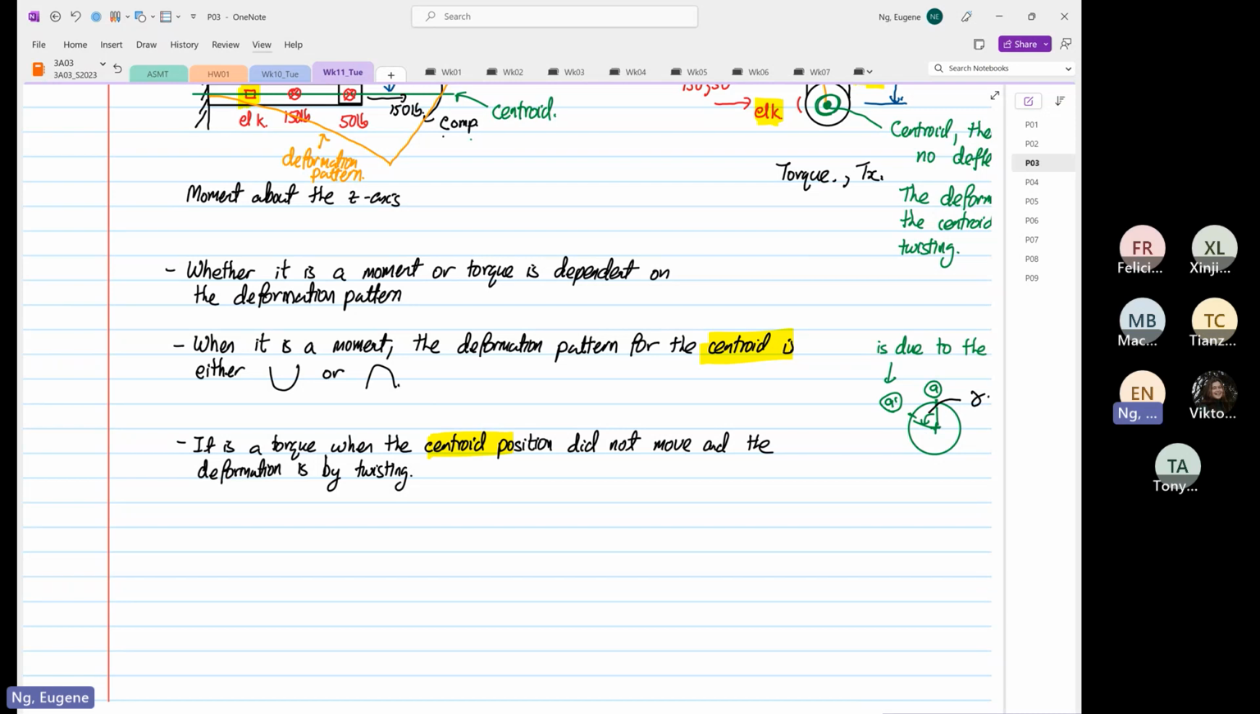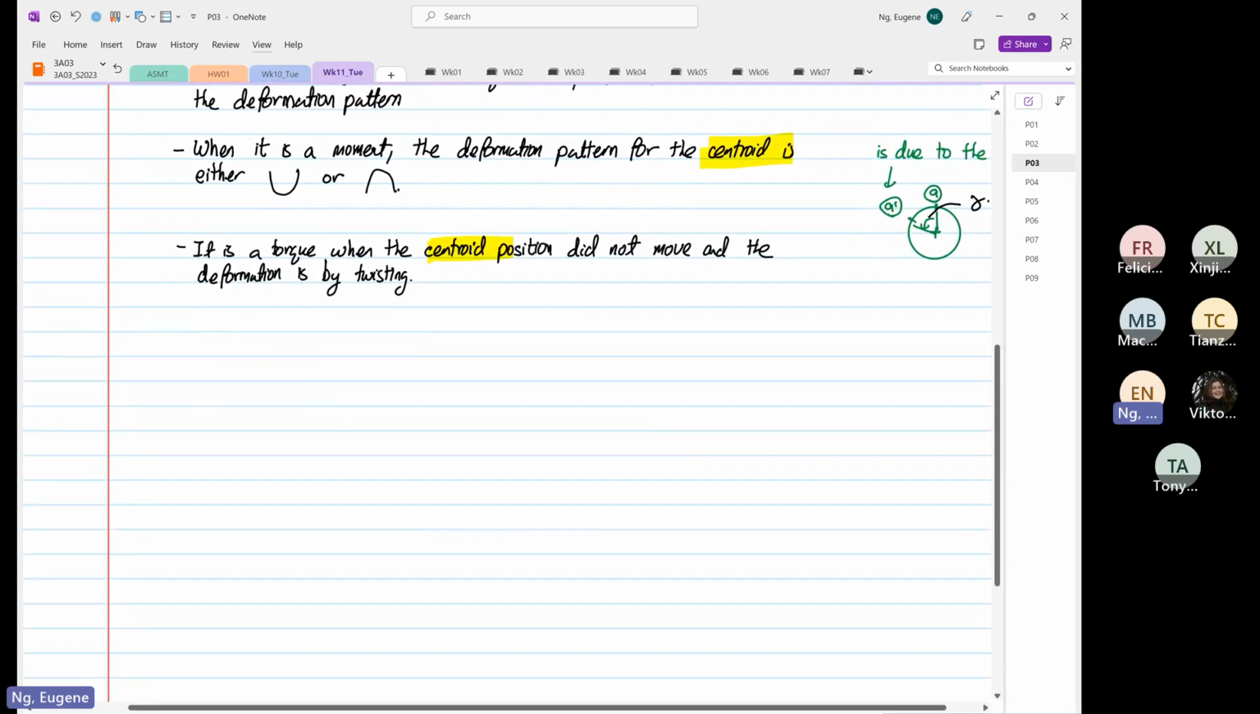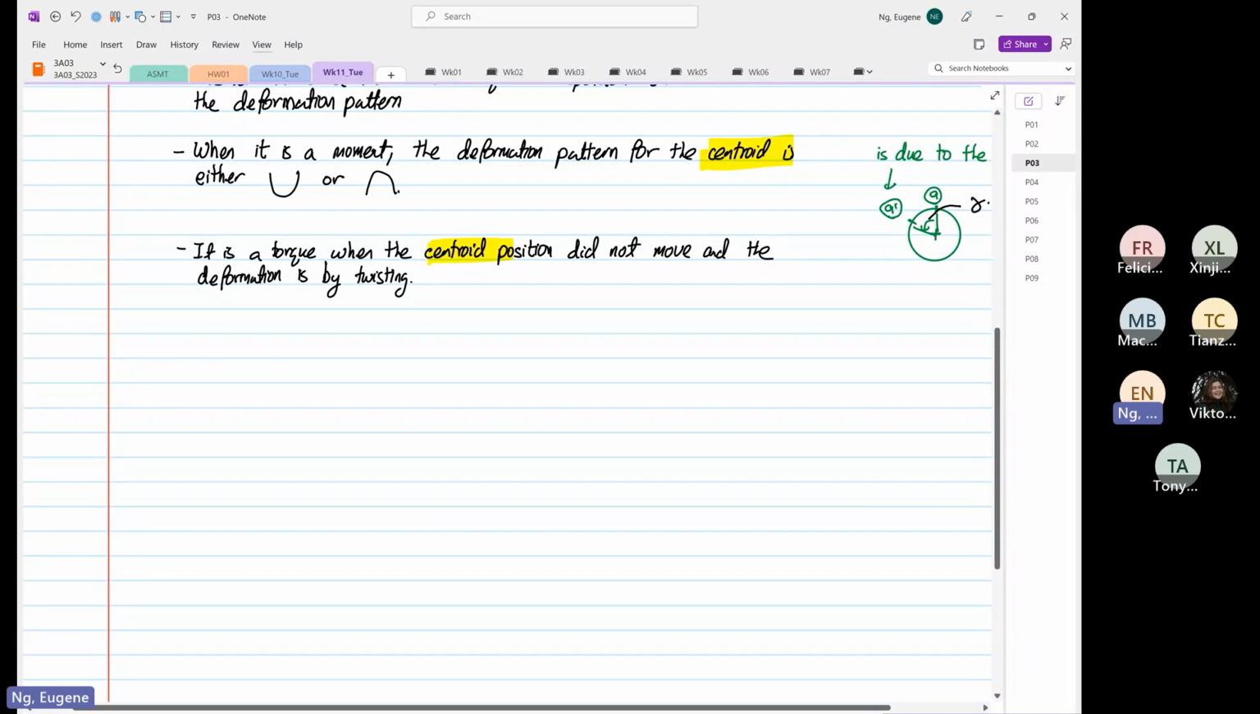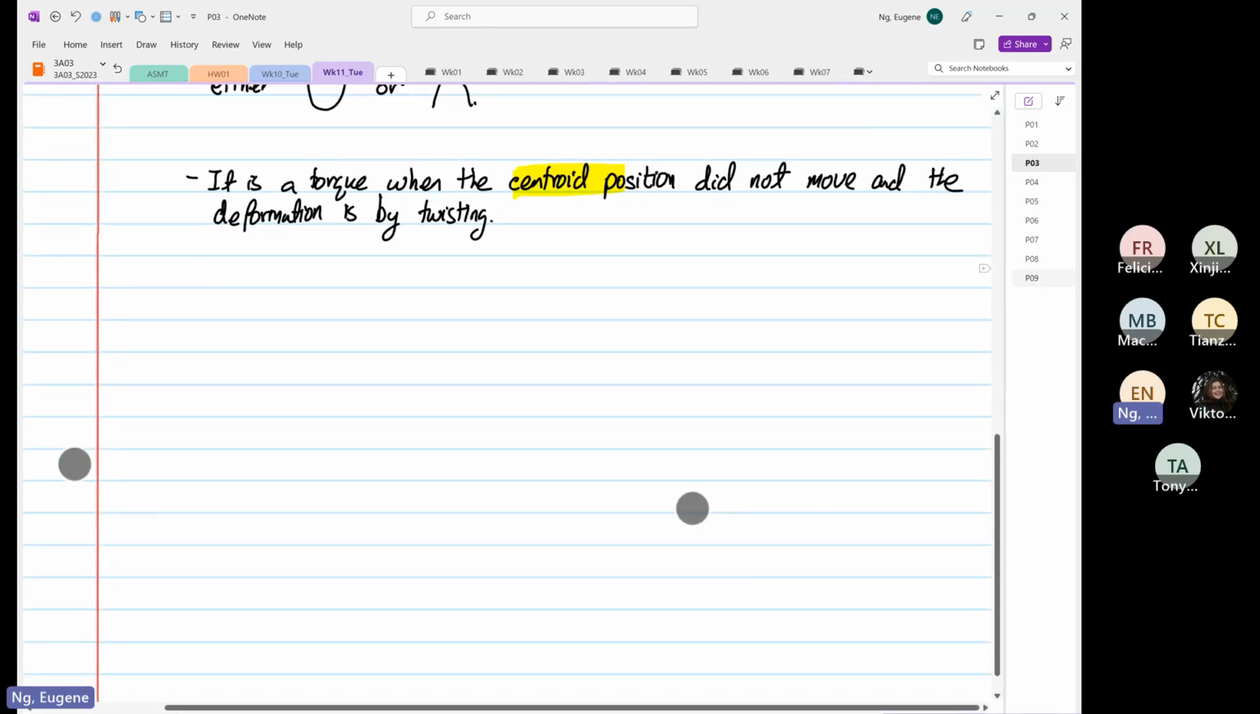I want to improve your confidence, so we are going to look at other problems. For now, I'm not going to calculate stresses yet. I want to go through more examples to see if you can understand the concept when it's a moment, when it's a torque, and so on. I'm going to apply the procedure that I've written out. So let's look at example number 2 now.